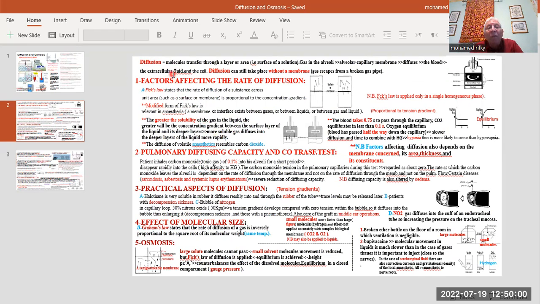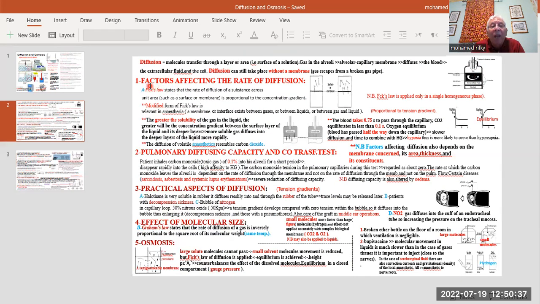First of all, what's the meaning of diffusion? Diffusion means that the molecules are transferred through a layer or an area, through a solution and so forth. We can represent it as the passage of gases through the lung. It goes through the lung and then to the alveolar capillary membrane, to the blood, and further to the tissue. So all this process, whether it is from gas to gas or gas to liquid, is the process of diffusion regarding the passage of gases in the human being.